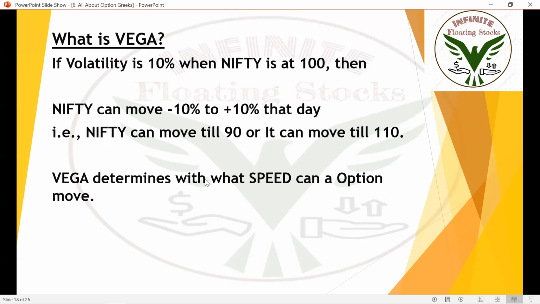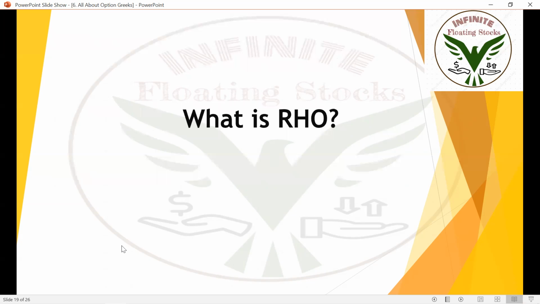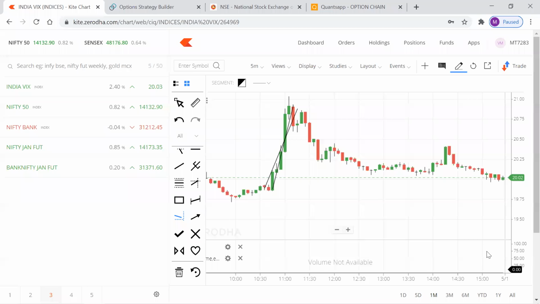So Vega determines with what speed an option can move. That's a very important point you need to remember about Vega, and you need to think about this example. When Nifty is at 100 and volatility, or VIX, or implied volatility says 10%, that means Nifty can move 10% towards the negative side or 10% towards the positive side. That means Nifty can move to 90 or to 110 when volatility is 10%. That's all about Vega. Let's look at Vega in Quantsap.